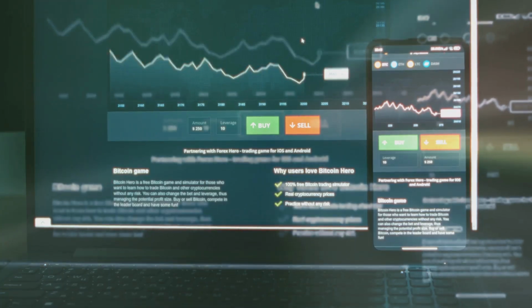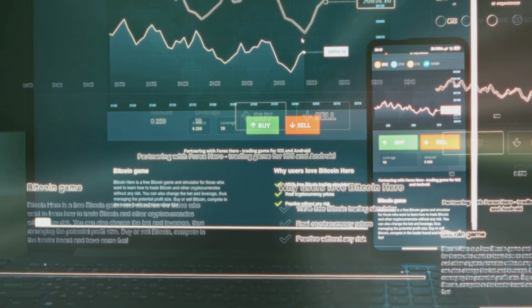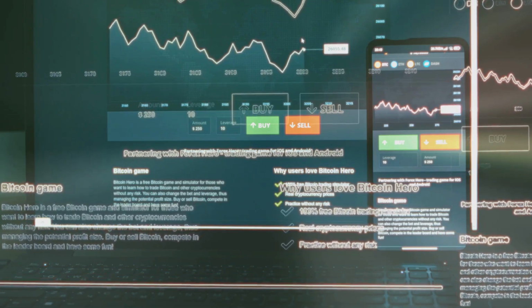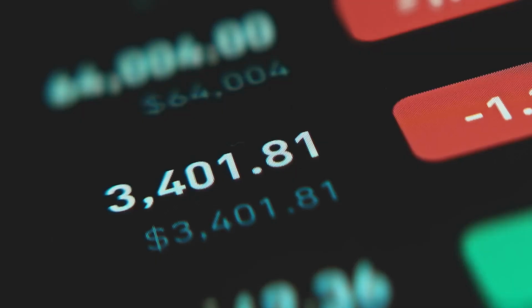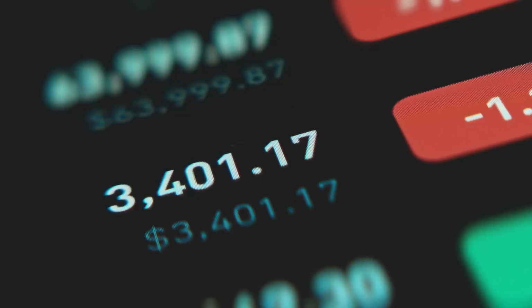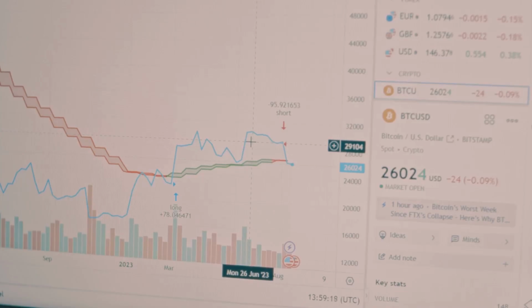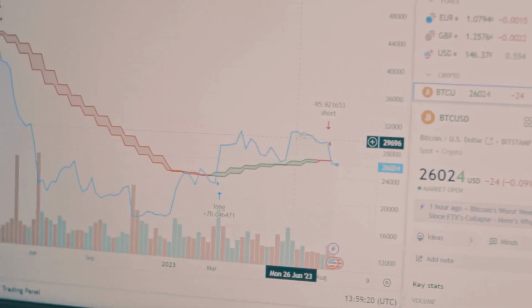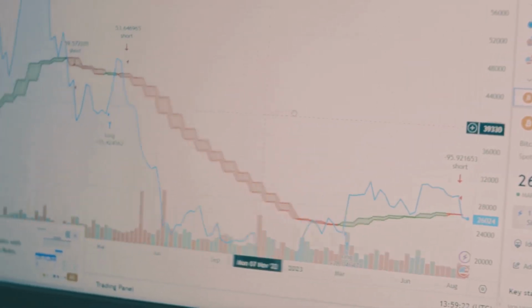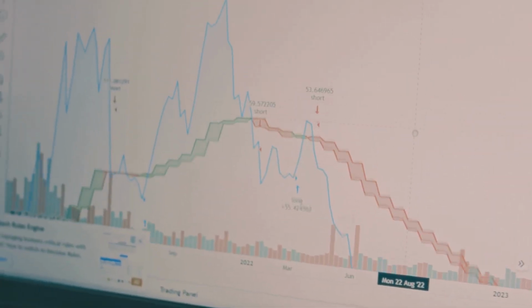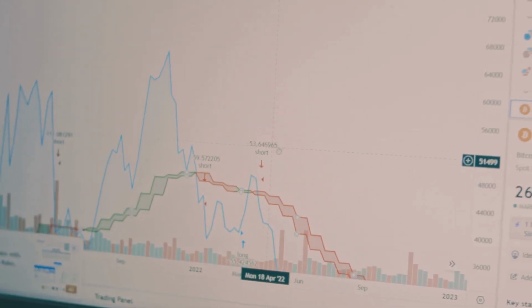You see flashing red and green bars, a constant back and forth that can be both mesmerizing and intimidating, and numbers changing every second, a relentless stream of data that seems impossible to decipher. It feels like trying to drink from a fire hose. It looks more like a spaceship control panel with blinking lights and cryptic symbols than a simple price graph. You might wonder if you accidentally stumbled into mission control.